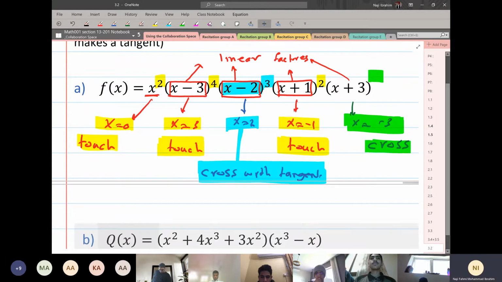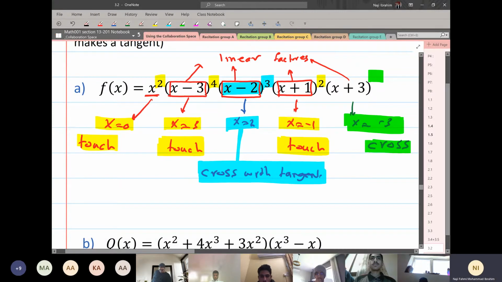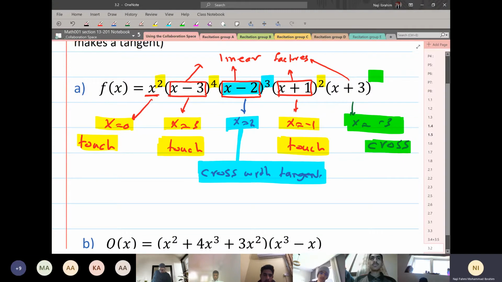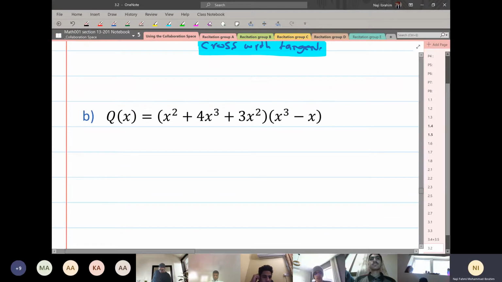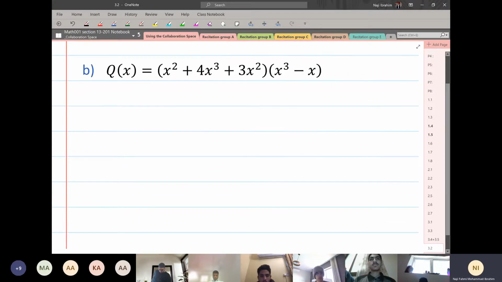No, we have to see the 0 only one time. Again, we have to see the 0 only one time. If the 0 is repeated, you have to add the powers of that factor. And this is my next question. You will see it in this question now. In this one, again, he's asking us to study the behavior of the polynomial around the zeros.